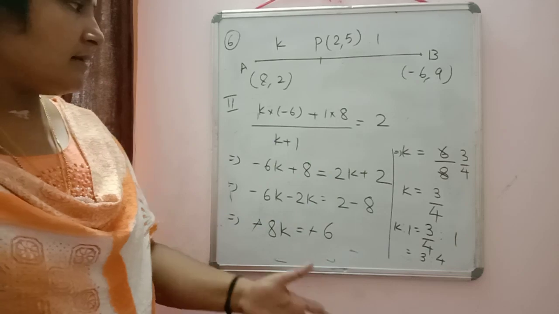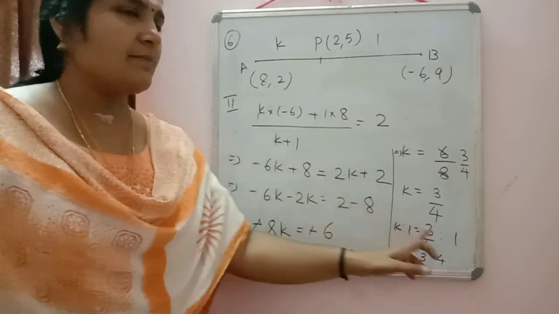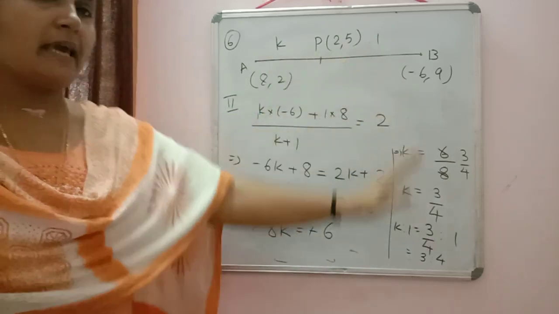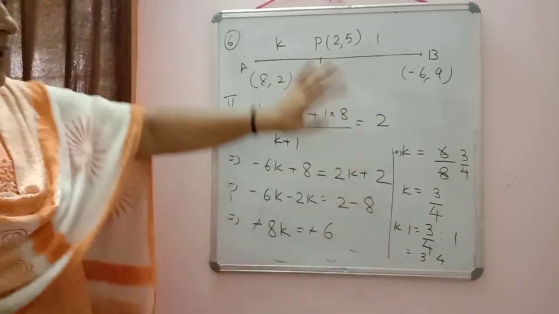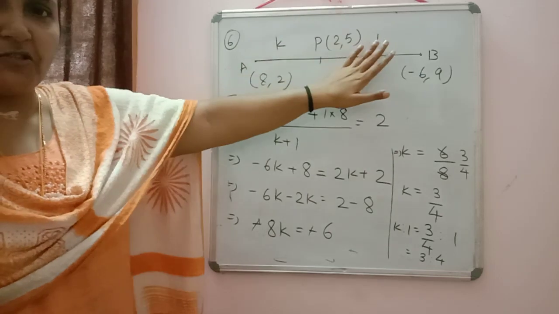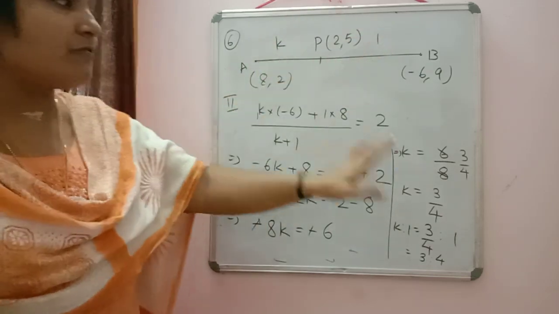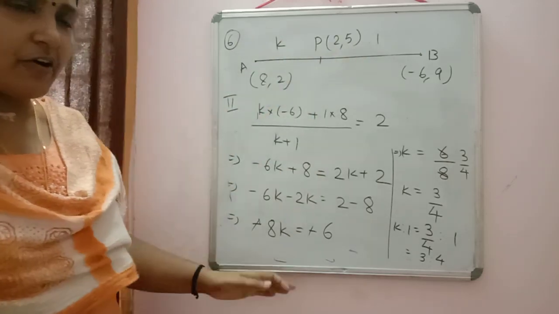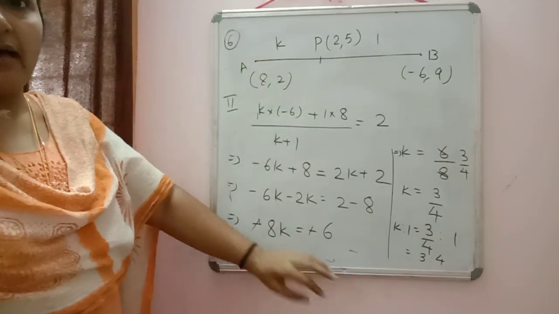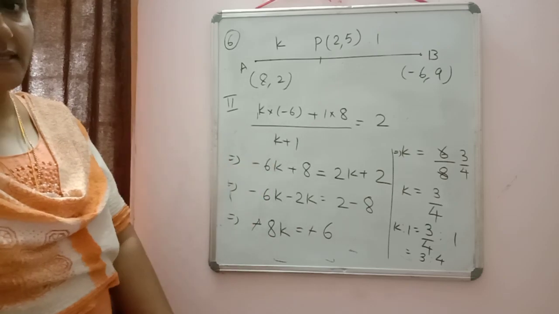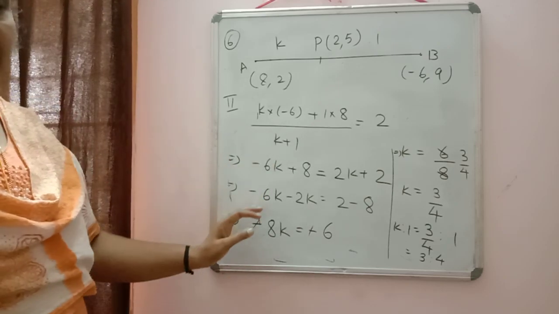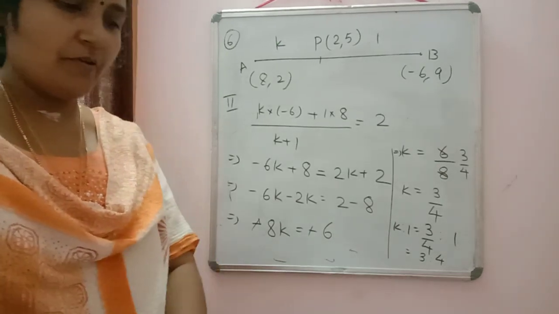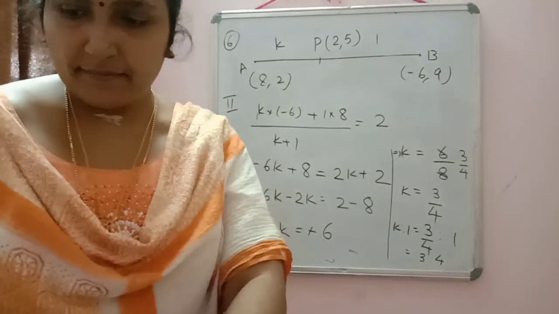From the next question onwards, I will explain any one method, either by m1 is to m2 or k is to 1. If I am solving by m1 is to m2, it doesn't mean that you have to solve by that method only. If using it this way is easy for you, you can take this method. The answer will come the same in both cases. Clear? Okay. So now moving on to the next question.